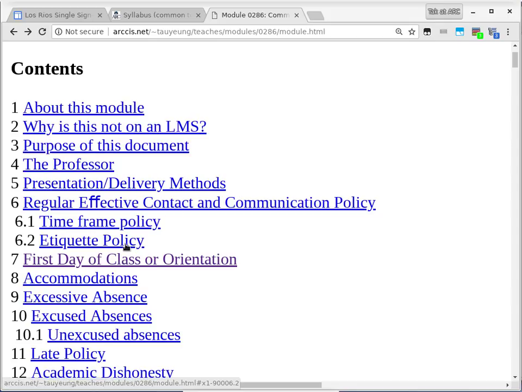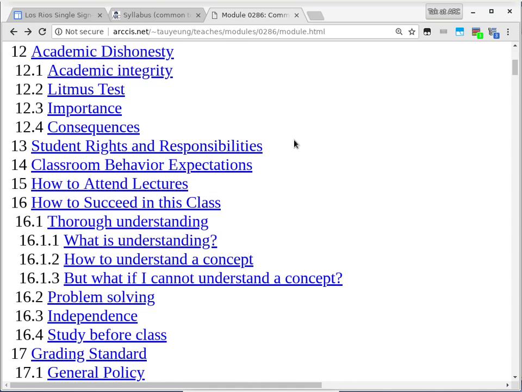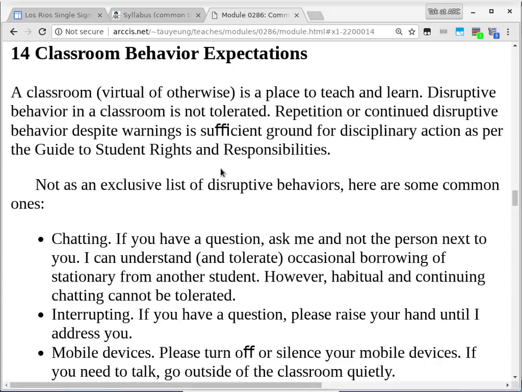I'll just go over the other ones. Etiquette policy, or let me go back to classroom behavior expectations. Basically anything that's disruptive, disrespectful, and so on and so forth would not be tolerated. But if you have questions, please feel free to raise your hand. Okay, as long as what you are asking or what you're going to comment on is related to class material, I don't have any problems. So we can have a class discussion if we need to. Okay, that's probably a good thing to do.